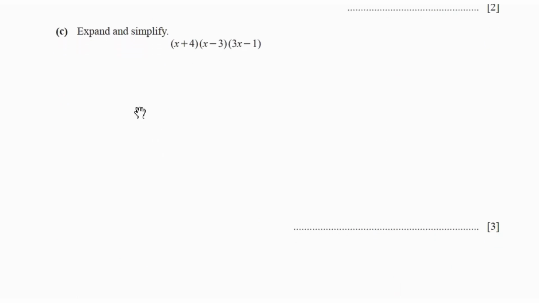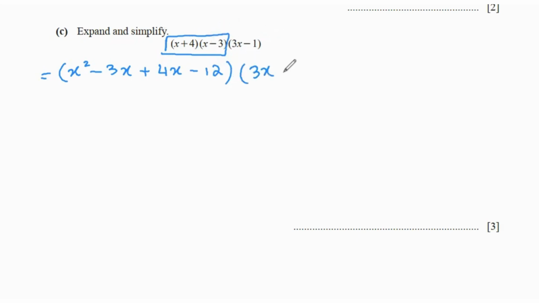Part C is expand and simplify. So we have a triple bracket expansion. We start with expanding the first two brackets and then expand the result with the third bracket. Begin with this. It's going to be x squared minus 3x plus 4x minus 12. We multiply x with x minus 3 first, then plus 4 with x minus 3. And write the third bracket with it. So that's x squared plus x minus 12. Collect the like terms, simplify your equation.